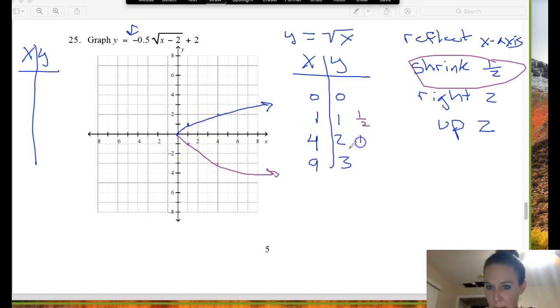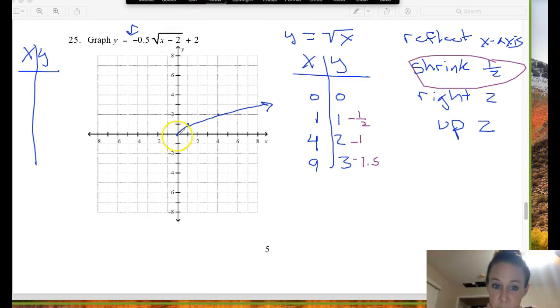Instead of 4, I get out 1. Instead of 9, I'm plugging in 9 and getting out 3. I'm going to get out 1.5. And they're all going to be negative because I flipped them. So let's go ahead and erase. So this is my shrink and reflection. So I'm going to erase this purple and just show the shrink and the reflection.